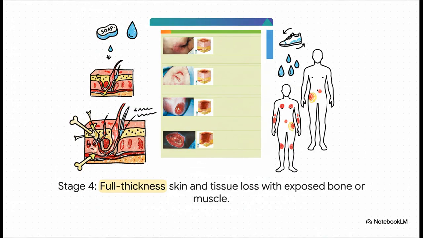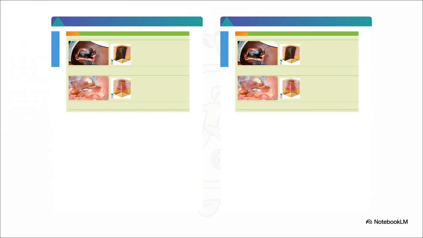Stage 4 is the worst case scenario. This is full thickness skin and tissue loss. The wound is so deep that you can see or even touch the underlying stuff like muscle, tendon, or even bone. Now, there are 2 special cases you've got to know.